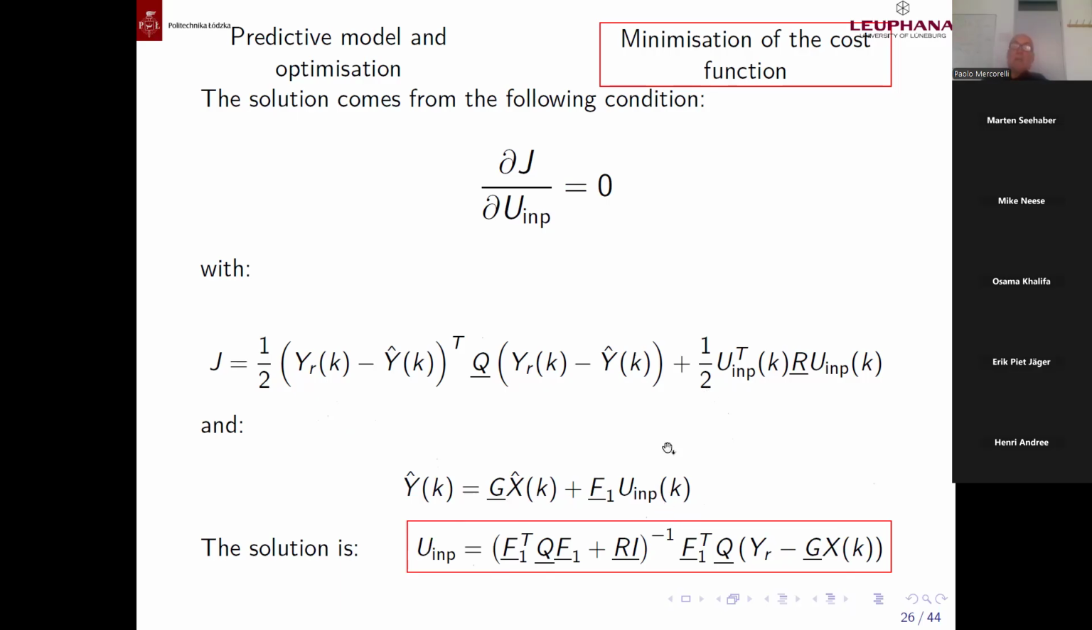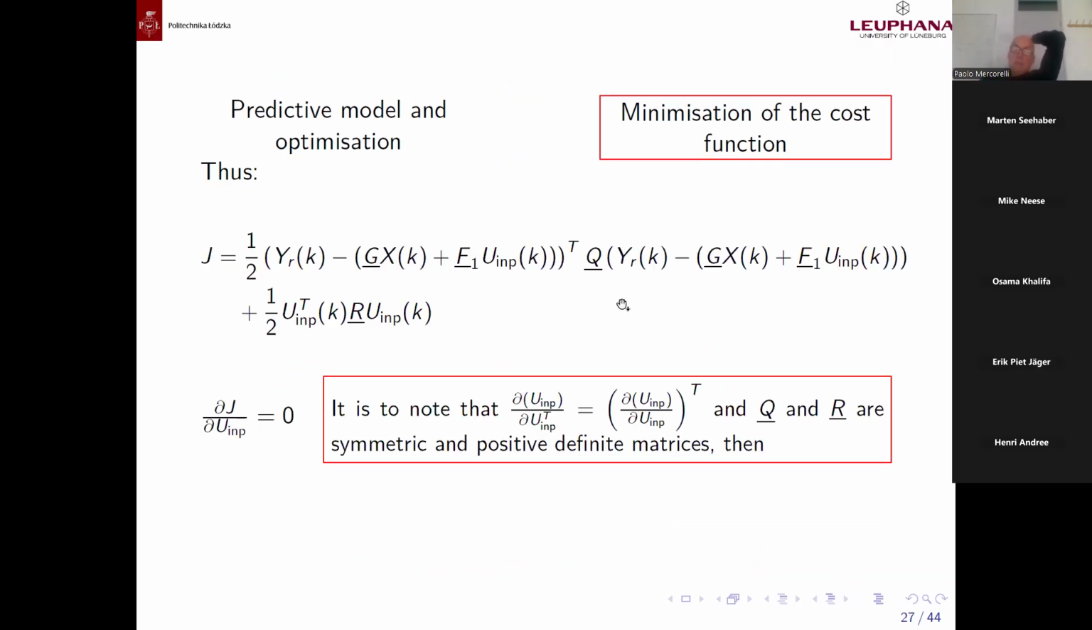This is the solution which comes if I do this boring calculation, if I take the derivative of J with respect to the input U, because believe me, we have to find the vector U input. Let me try to clarify a little bit. During the calculation, which really is very boring because we have to consider this vectorial derivative, we consider some properties, one of which we can see here.